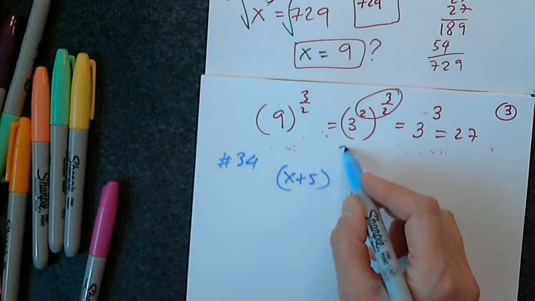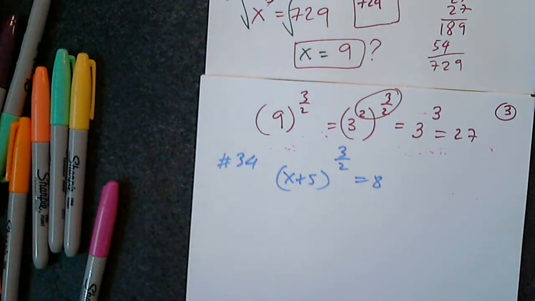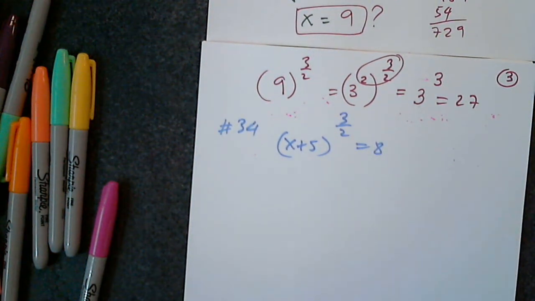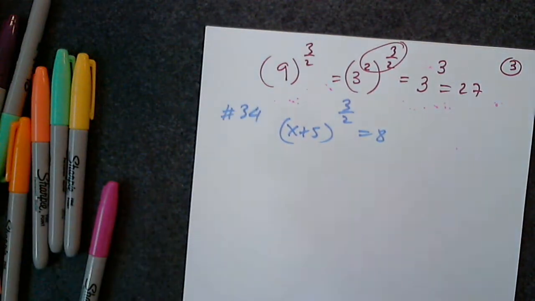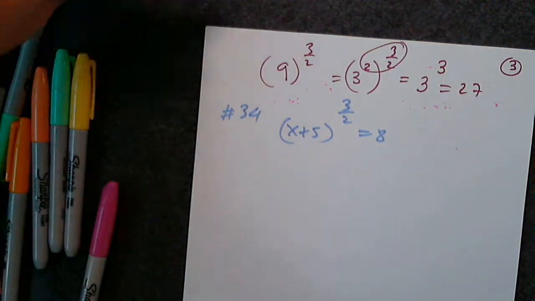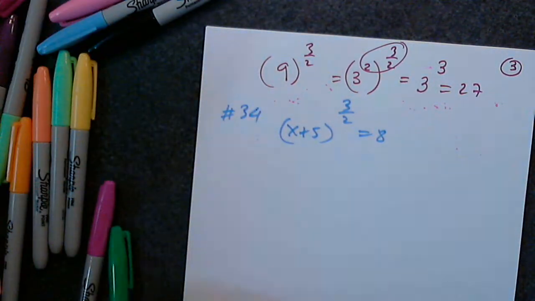Okay, so 34, (x plus 5) raised to 3/2 equals 8. So what should we do first? Where is the starting point? First, we should ask ourselves, what type of equation is it? And yes, it is a radical equation, but it's that special type of radical equation called with rational exponents, basically. Okay, so then what will you do first?